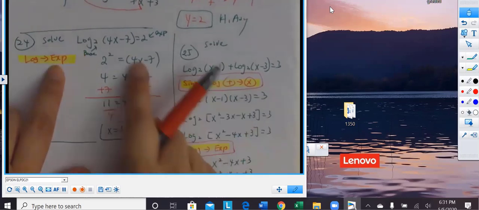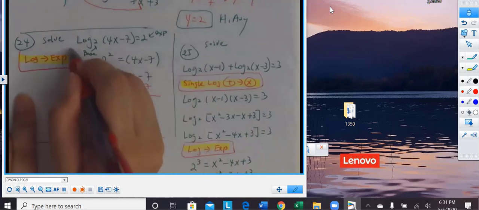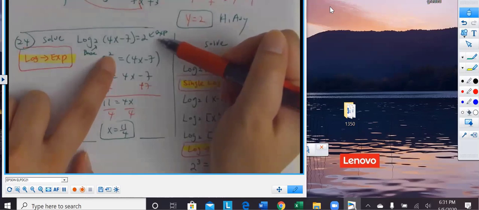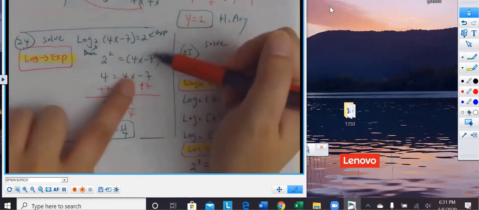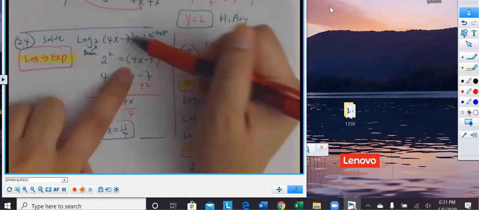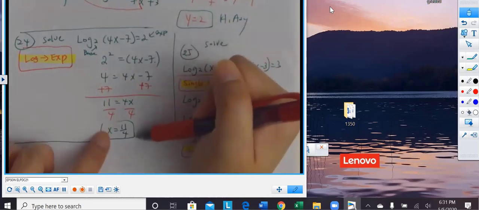Numbers 24 and 25 are solving logs. So the first one is just changing log to exponential. So the base is 2. My exponent is 2. I didn't like that question because of the 2 and 2 here. So make sure this is your base, this is your exponent, equal to your answer. And then you just solve for x.